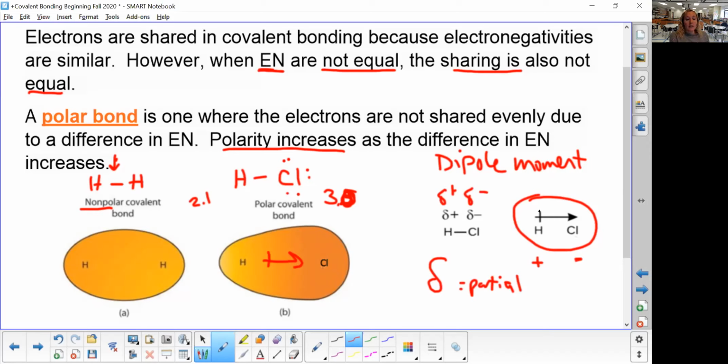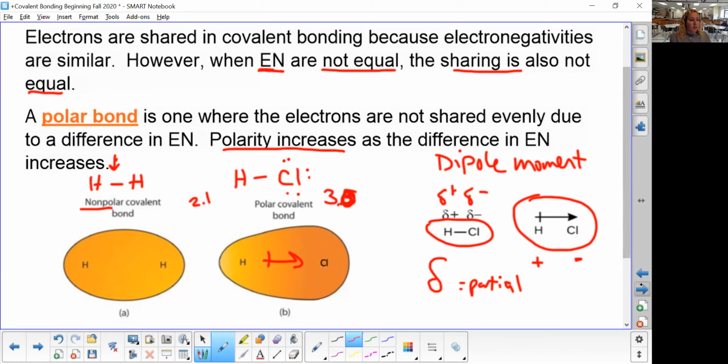This molecule would orient itself accordingly in an electric field, and it would line up with the chlorine attracted to the positive plate and the hydrogen attracted to the negative plate. And that's how scientists started to characterize molecules as polar or nonpolar. They saw how they would behave in a magnetic or electrical field.